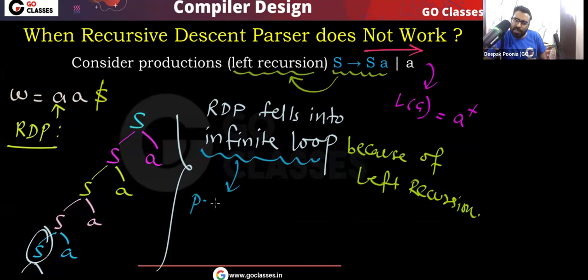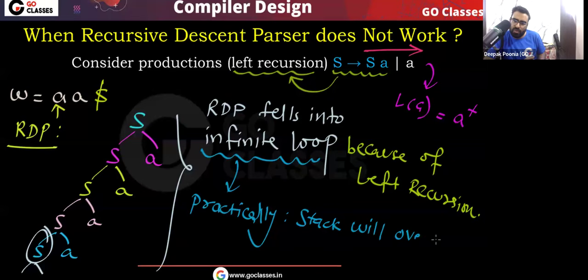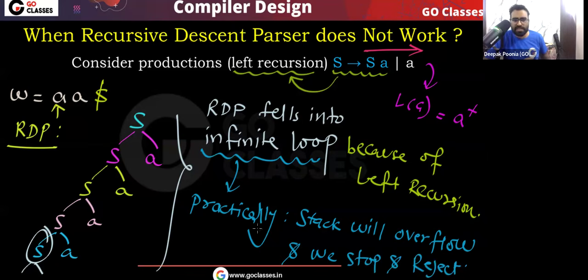Practically what will happen, let me write it here. Practically, the stack will overflow, and once the stack overflows, we stop and reject. Yes or no? So practically, the stack will overflow, but theoretically there is an infinite loop. I hope you understood.